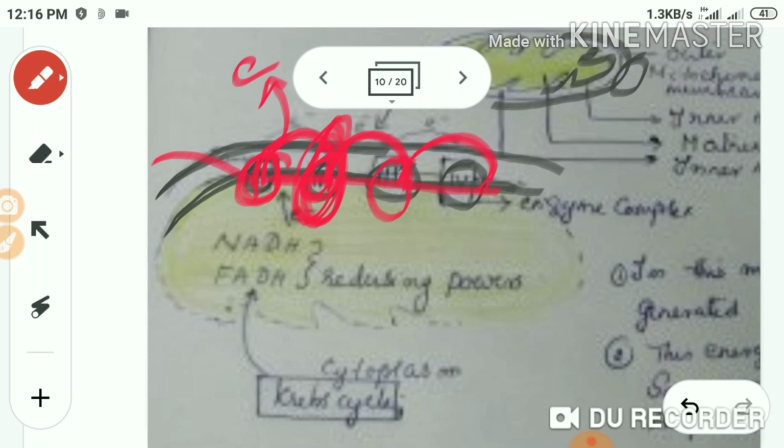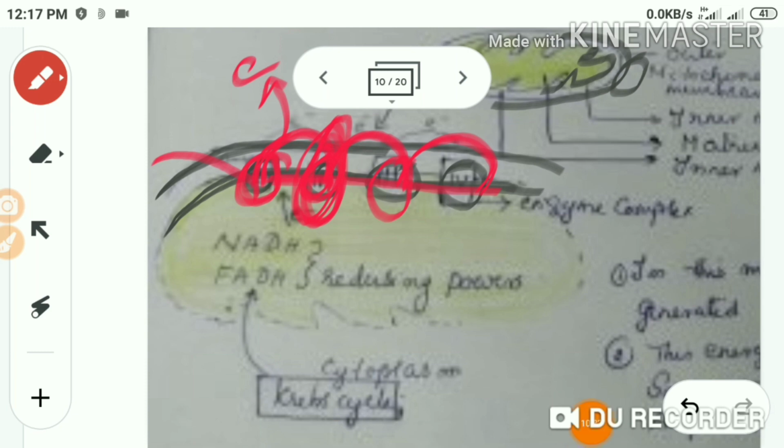So that succinyl dehydrogenase enzyme is also present in the bacterial plasma membrane, and the electron transport system is also present in the plasma membrane. Got it? So the plasma membrane of bacteria acts as what? Mitochondria of eukaryotic organisms. So the plasma membrane of bacteria is the same as the mitochondrial inner membrane of higher organisms.